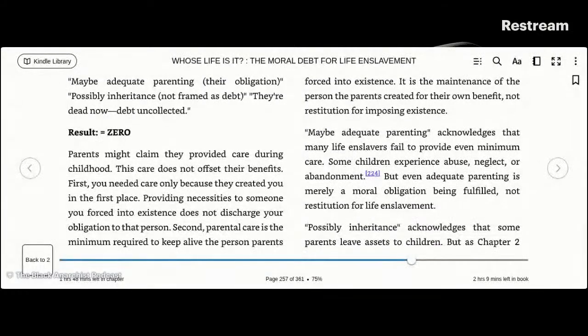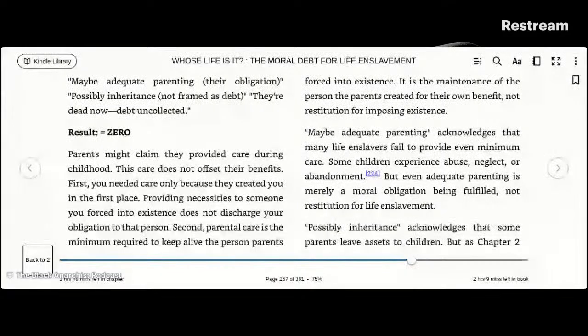First, you needed care only because they created you in the first place. Providing necessities to someone you forced into existence does not discharge your obligation to that person. Second, parental care is the minimum requirement to keep alive the person parents forced into existence. It is the maintenance of the person the parents created for their own benefit, not restitution for imposing existence.